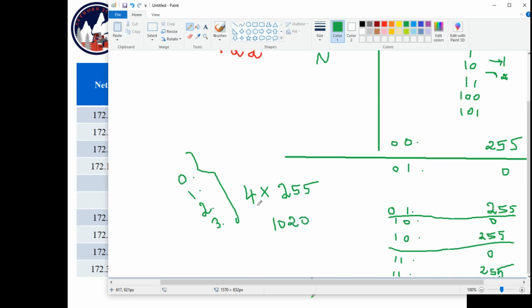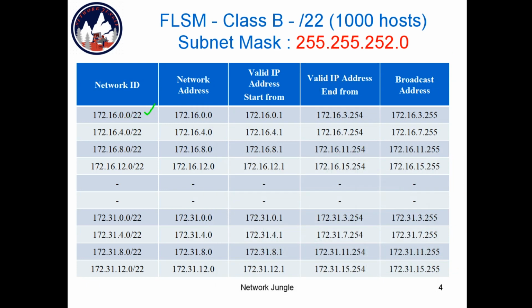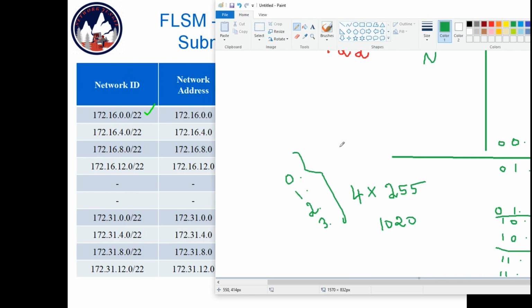So 250 into 4 is 1000, and 5 into 4 is 20. That is 1020. Here, same. Refer to the paint. So here is a different segment.